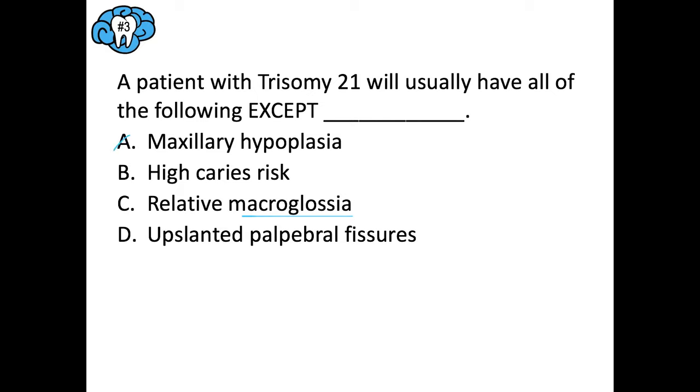So we can rule out so far A and C. And we also talked about upslanted eyes, the palpebral fissures, the openings of the eyes. So D is also true. So if we're looking for the exception, high caries risk is not correlated with this syndrome. Increased periodontal disease risk, yes, but not high caries risk. So the answer for this question is B.